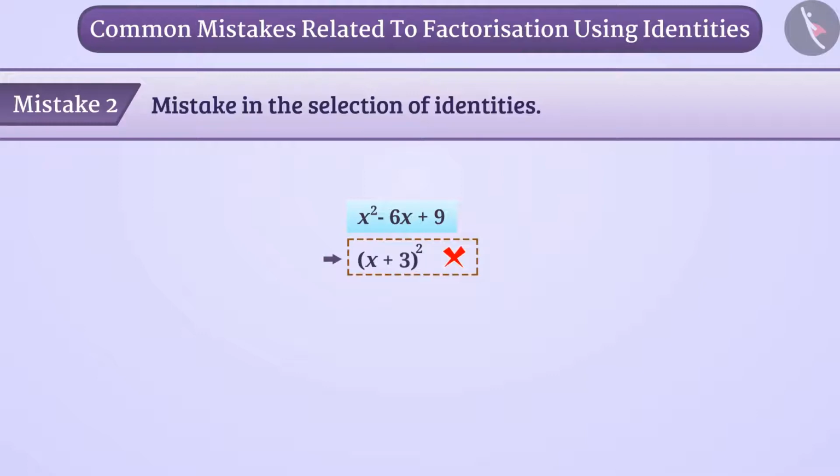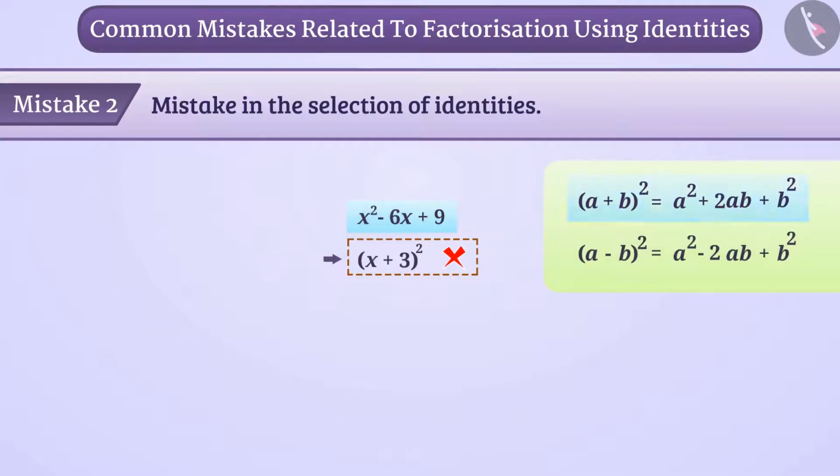This happens because here children see that 9 is a perfect square and the variable x is also a square. So, they think that identity 1 is used to factorize the algebraic expression shown. They do not notice here that there is a minus sign between x square and 6x.